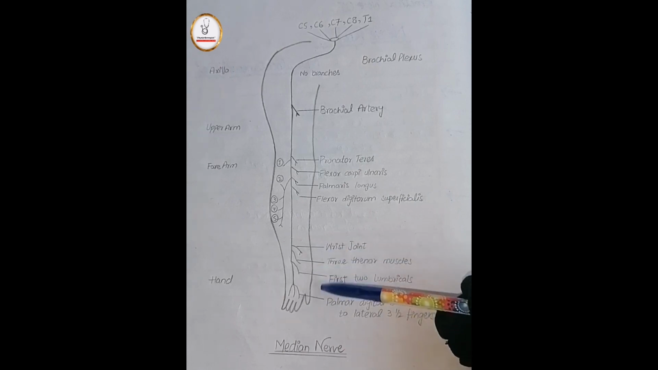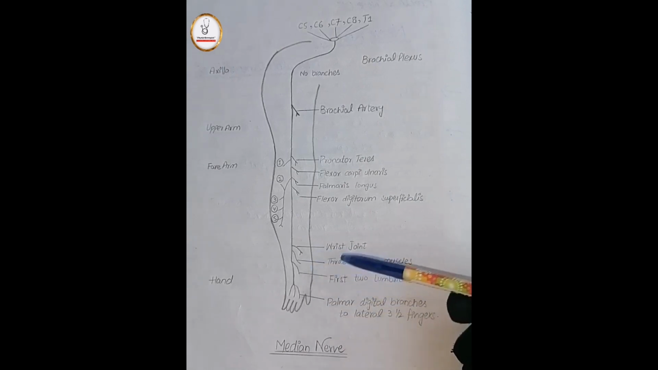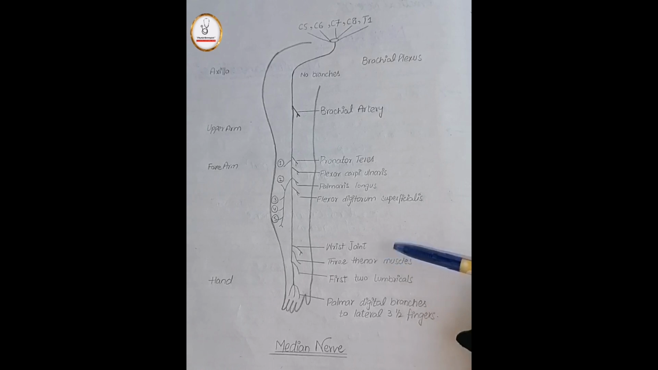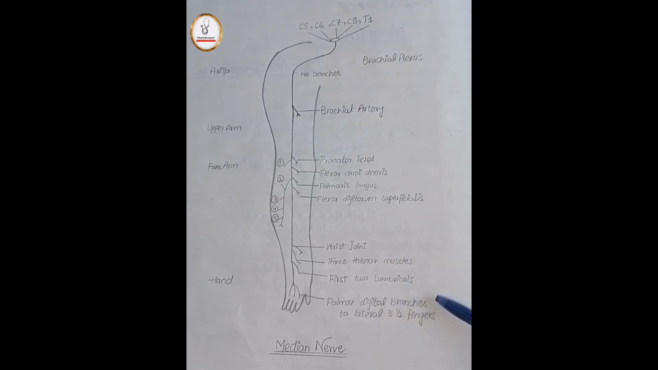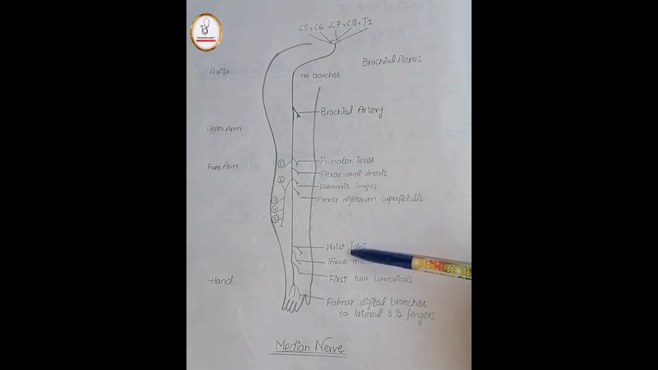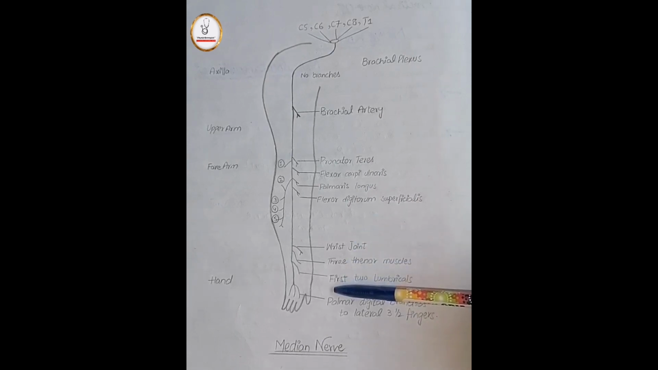And then move towards the hand. In the hand, it gives supply to the wrist joint, 3 thenar muscles, first 2 lumbricals, and palmar digital branches to the lateral 3.5 fingers. So in this way, the median nerve passes through our upper limb.